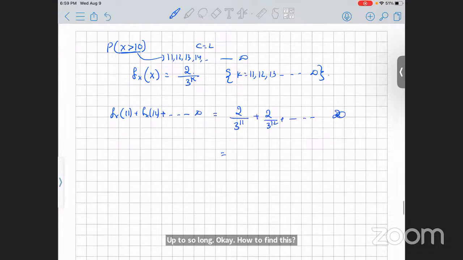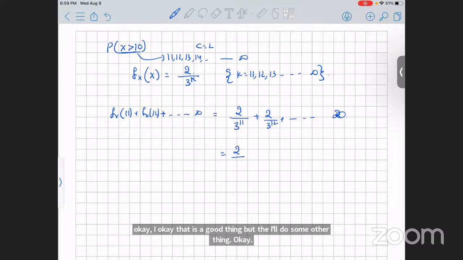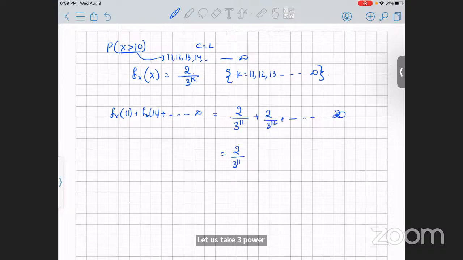You find it by taking 2 by 3 power 10, then subtract from 1. Okay, that is a good thing, but I will do something else. Let us take 3 power 11 common. This is 2 by 3 power 11 common, times 1 plus 1 by 3 plus 1 by 3 square, and so on to infinity.